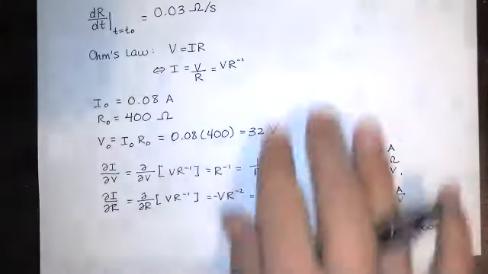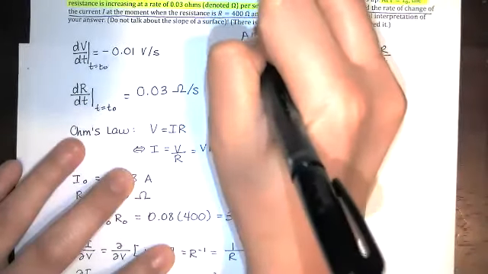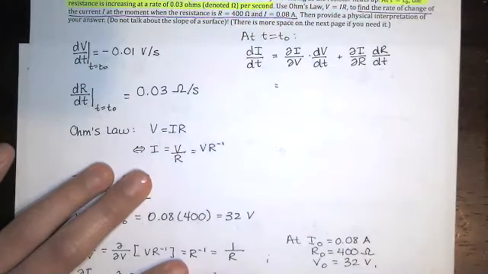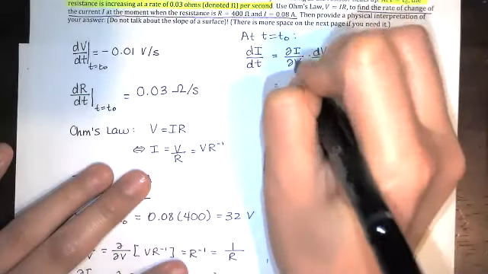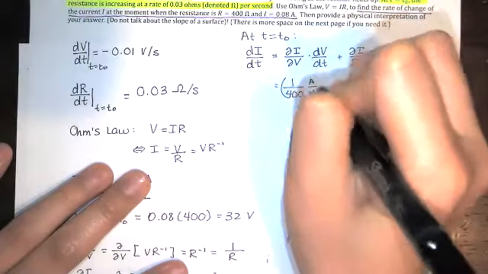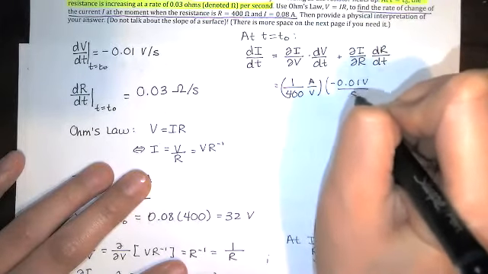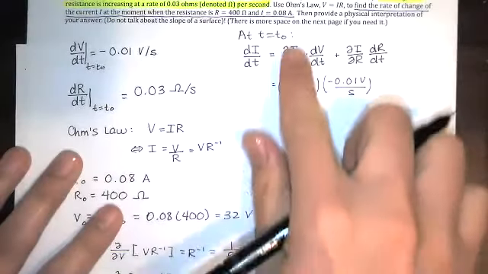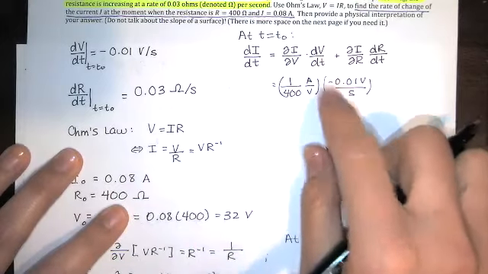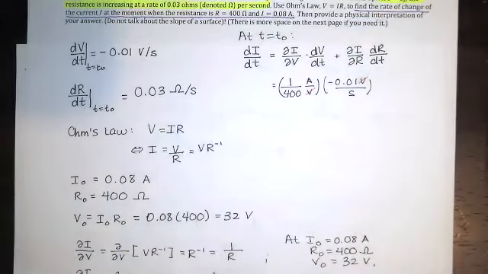So we're going to take these two numbers and substitute them in over here. At that particular time, t naught, the changing current with respect to time is given by this. We'll have this value, which we just found to be 1 over 400 amps per volt, times dV/dt, which is negative 0.01 volts per second. Now this first term gives us the change in the current with respect to time if the only thing changing was the voltage. When we multiply these together, the volts reduce, and we just end up with this.